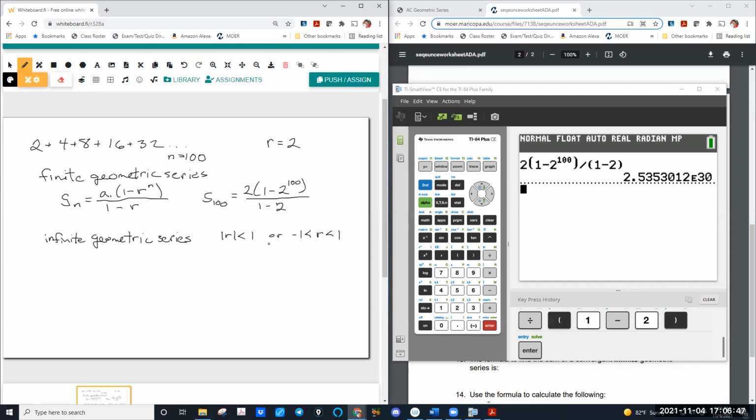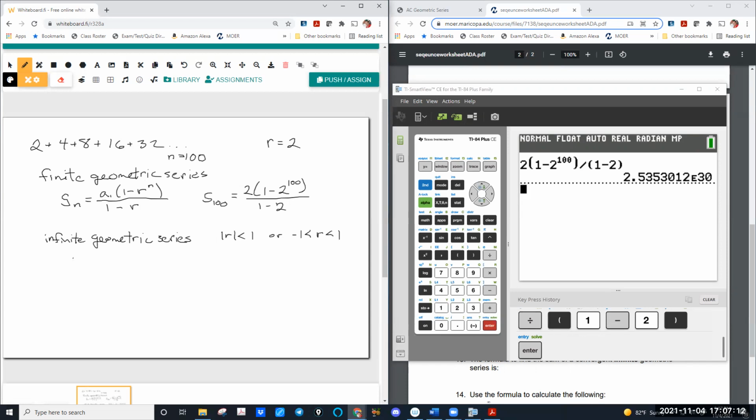So this formula will work for what we call alternating series too, which is when each term swaps signs, so positive, negative, positive, negative. We'll talk more about alternating series next week, but I just want you to know that if we have an alternating geometric series, it still works in both formulas.